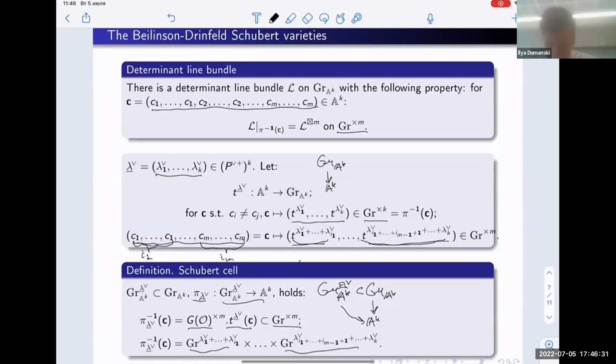Let me again give an example of k equals 2 and a pair of coweights lambda 1 check, lambda 2 check. Then we have this Schubert cell defined by these two coweights. It is mapped to A2.